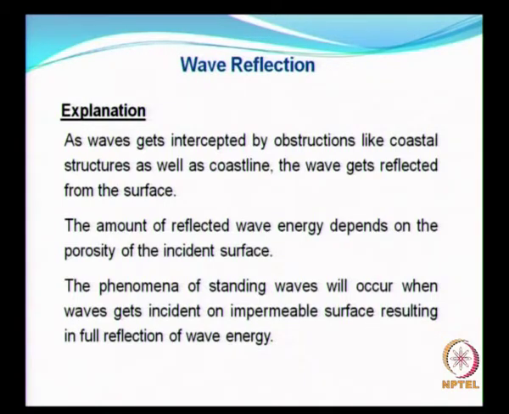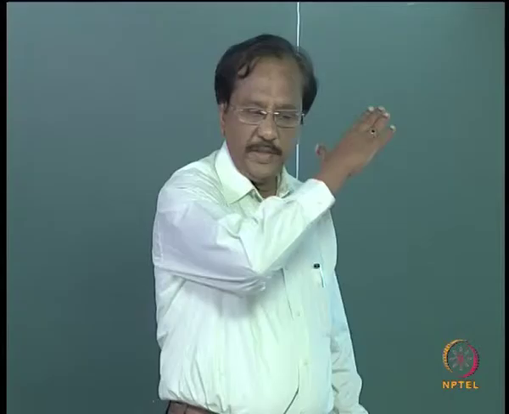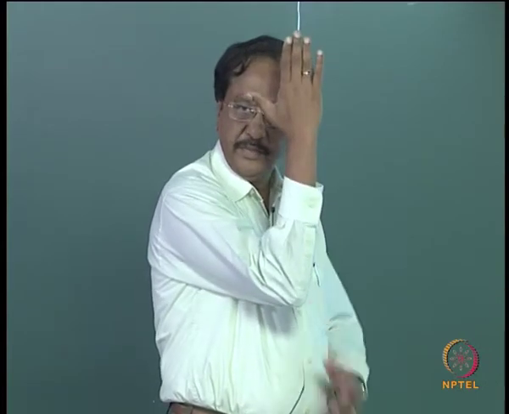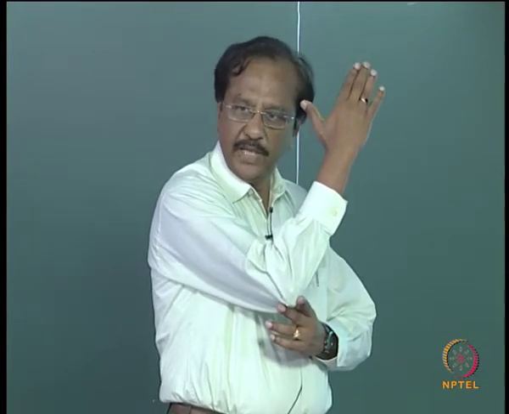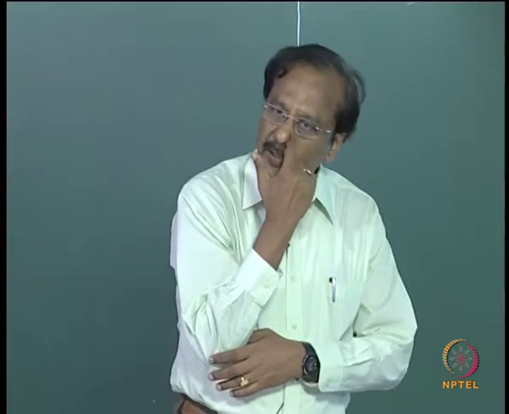If it is a vertical impermeable wall, the entire energy is going to be reflected back, which is termed as clapotis, which we have seen earlier. If it is vertical, you have maximum reflection, and if it is inclined, the reflection is going to be reduced.